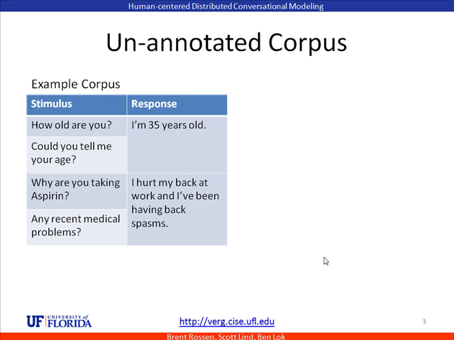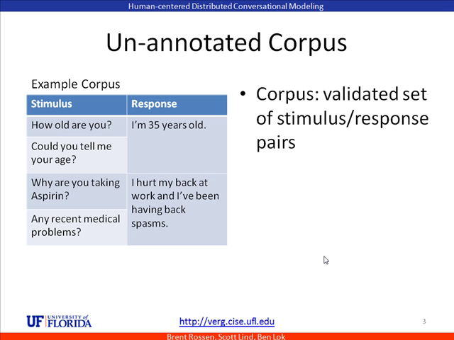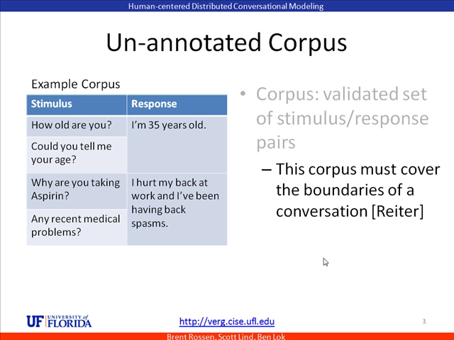And these will actually have hundreds of these stimulus-response pairs, hundreds of responses and thousands of stimuli to be able to conduct a spoken conversation. And the reason we have thousands of stimuli or questions is because the corpus has to cover the boundaries of a real conversation, which the actual things that people may ask the character are not necessarily what one might expect.